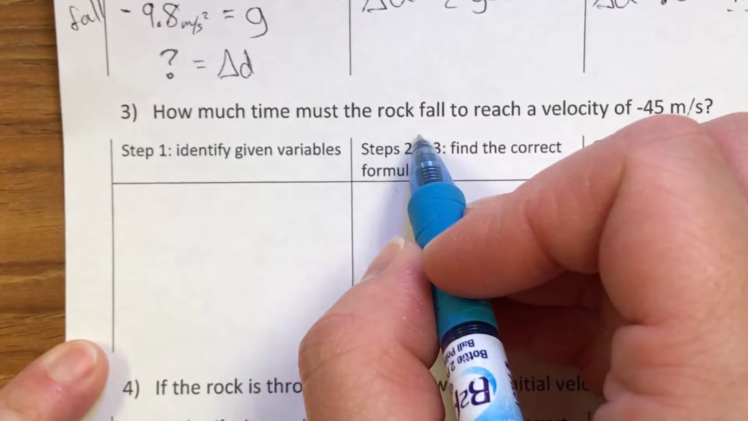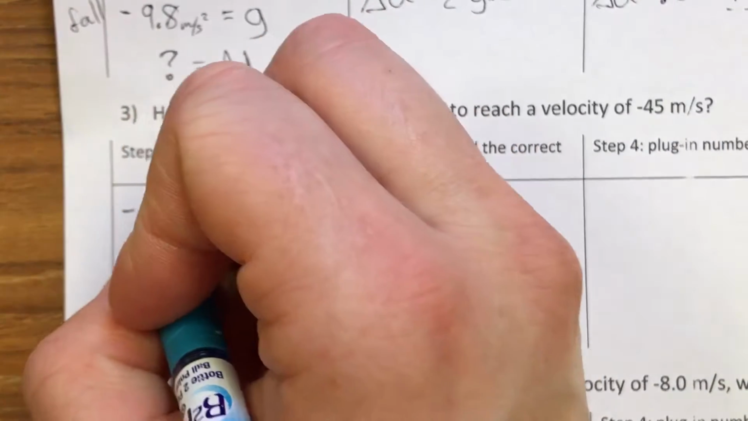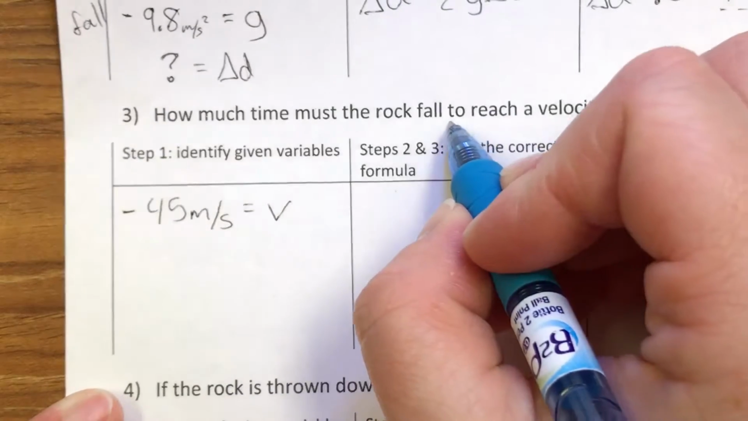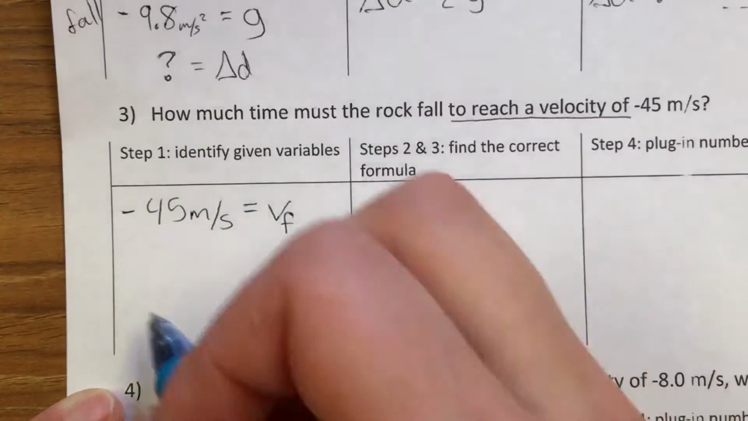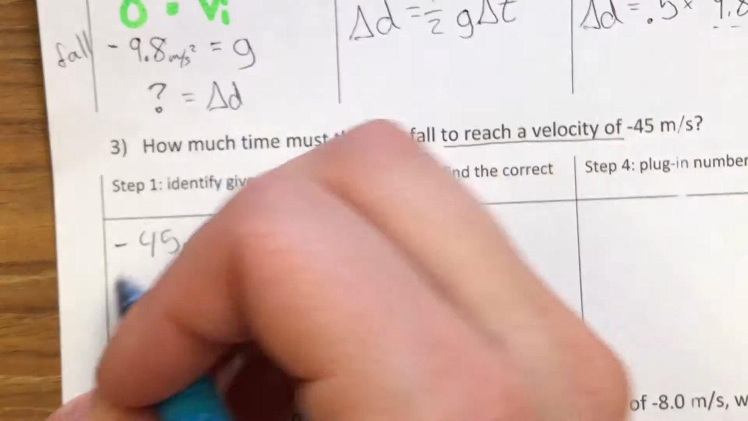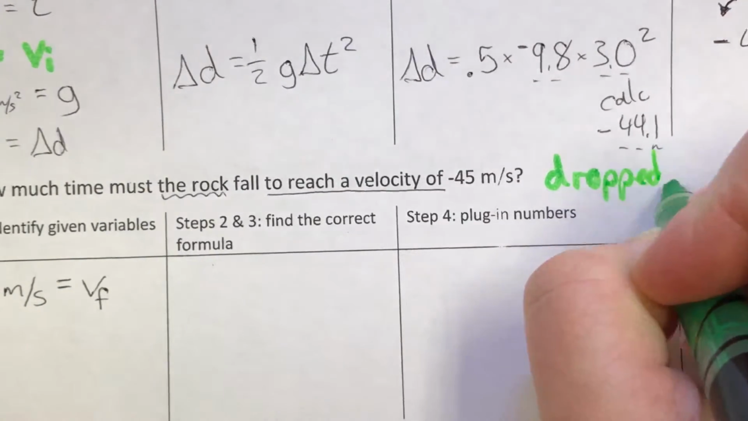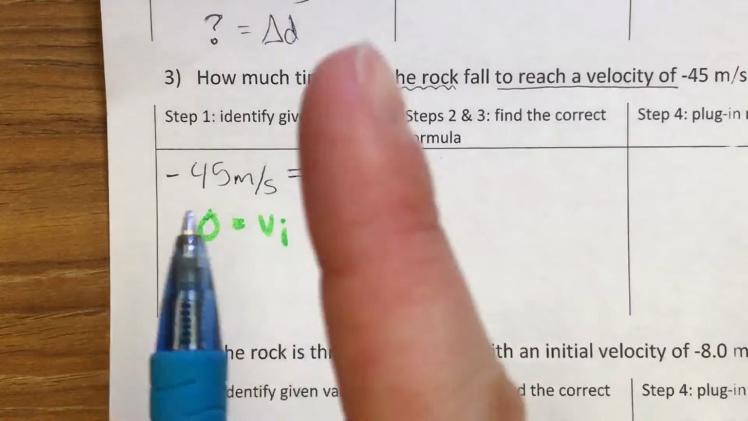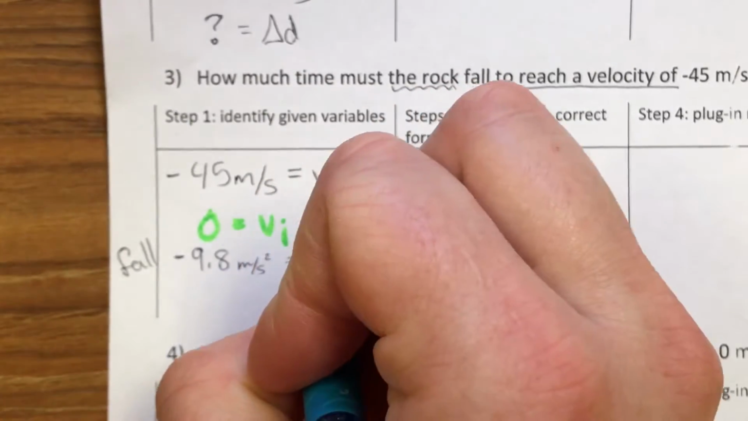How much time must the rock fall to reach a velocity of negative 45 meters per second? Okay, so negative 45 meters per second. Meters per second measures velocity. And it says to reach a velocity of, which implies that this is going to be the final velocity. Now, it says the rock, so we can casually assume it's the same rock that's been dropped and dropped and dropped. So if we're dealing with a dropped rock, then we know the initial velocity is 0. And because it's going to fall, we have a negative 9.8 meters per second squared for gravity.